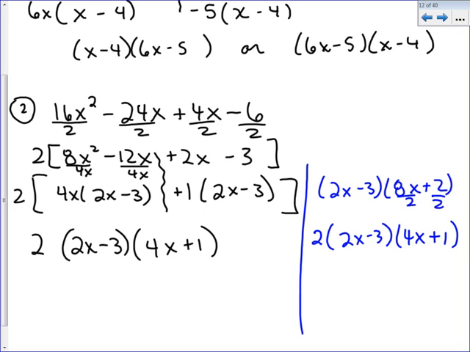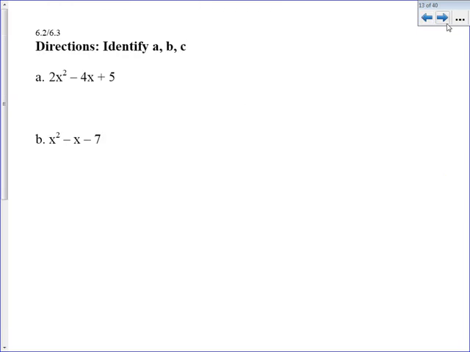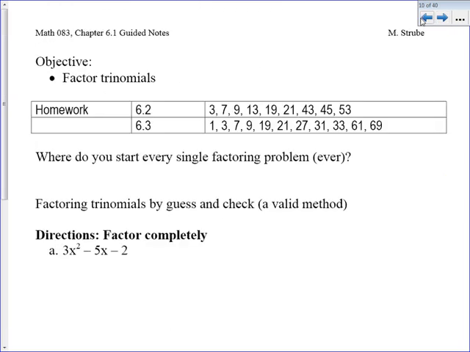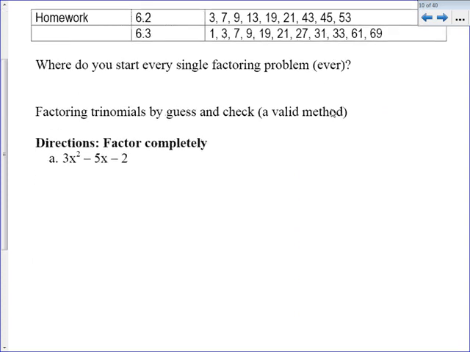All right, so let's go back to our notes then. So if you want to take out your guided notes. The first thing I want to talk about is actually a method. It's a valid method. I don't really recommend it, but I have some people that are very good at this. It's called factoring by guessing and checking. But as a reminder, before that, where do you start every factoring problem ever? GCF. Always start with the greatest common factor.